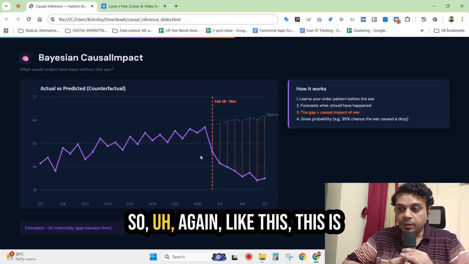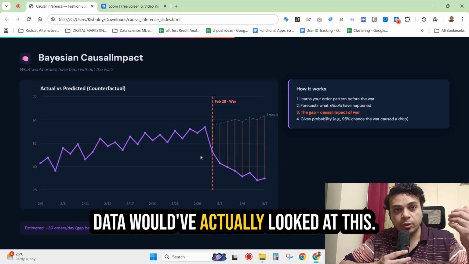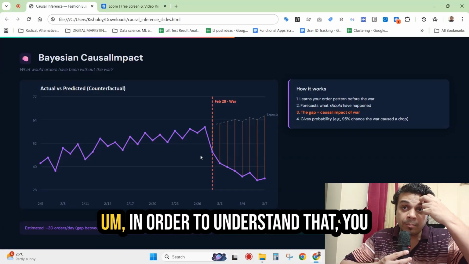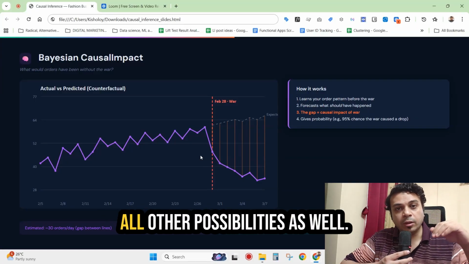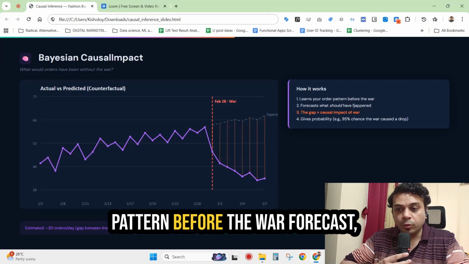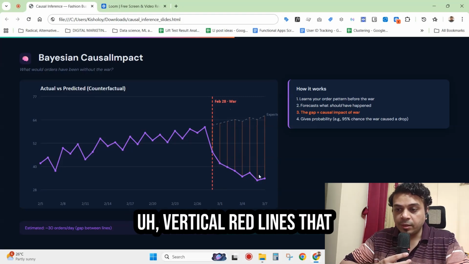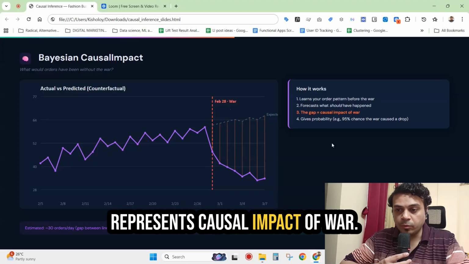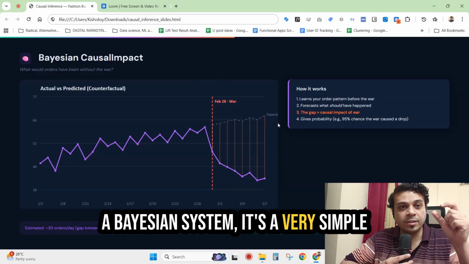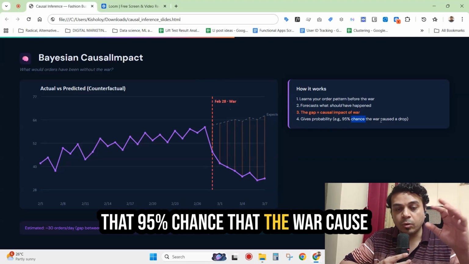So again, this is of course important, because if you're trying to understand the counterfactual, meaning how the data would have actually looked had this event, this special occurrence, this war, not occurred, in order to understand that, you would have to obviously eliminate all other possibilities as well. So it learns from your order pattern before the war and forecasts what should have happened. The gap, basically this gap here represented by these vertical red lines, represents the causal impact of war. Because this is a Bayesian system, it's a very simple interpretation of the probability, the statistical significance: the 95% chance that the war caused a drop.